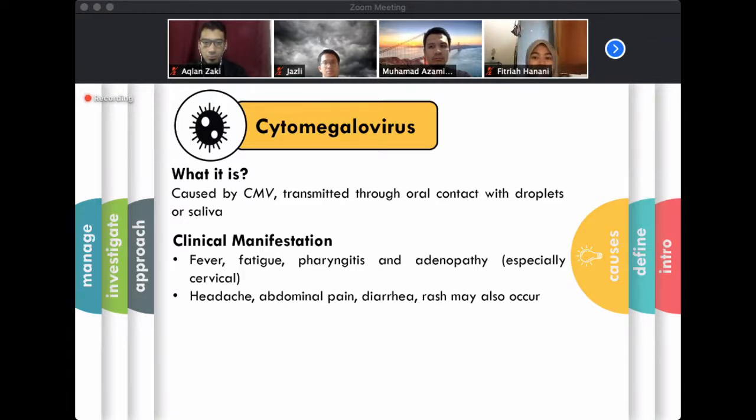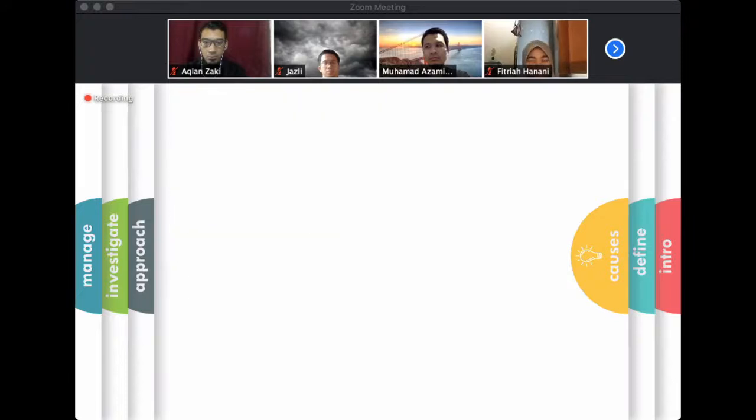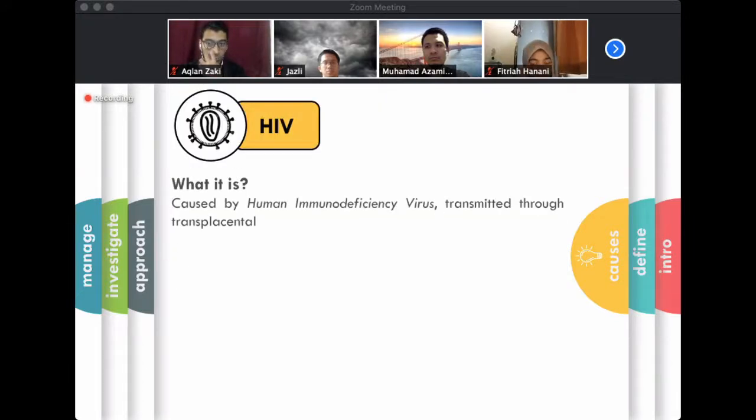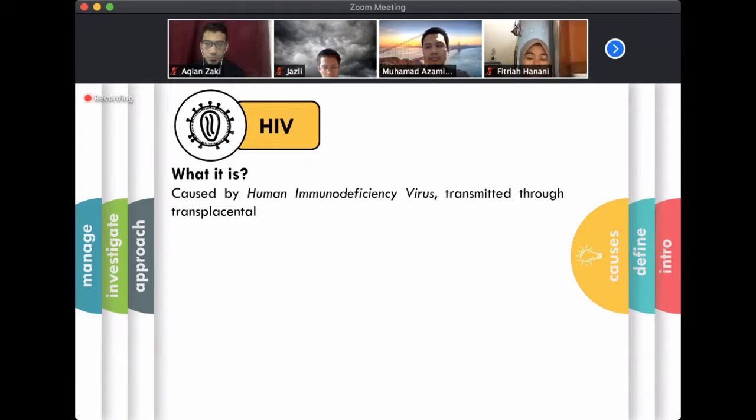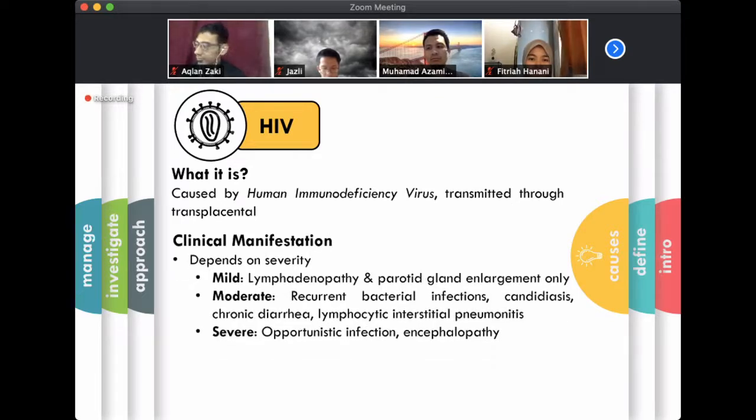So last for the viral infections is HIV, which can be transmitted through the placenta. So it is said that a proportion of HIV infected infants may progress rapidly during the first year of life. Some remain asymptomatic before progressing to the clinical disease. So the clinical manifestation is mainly based on the severity of the AIDS itself.